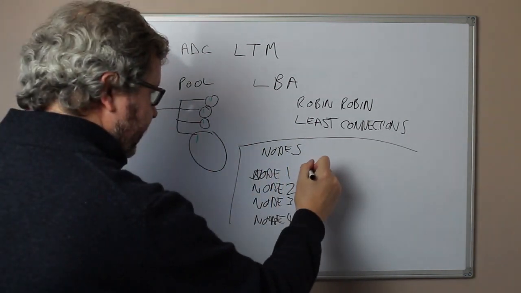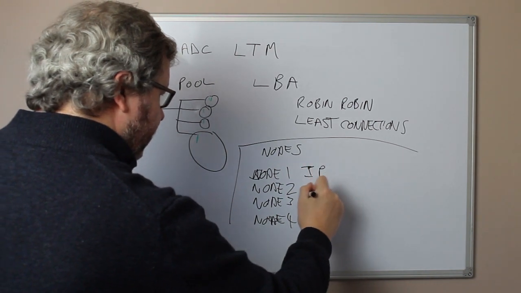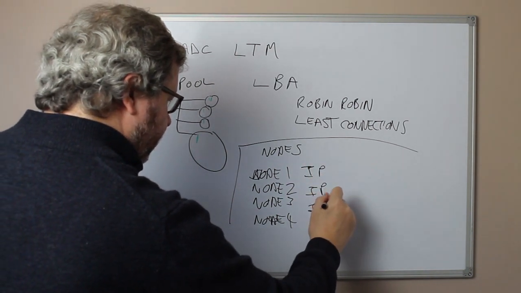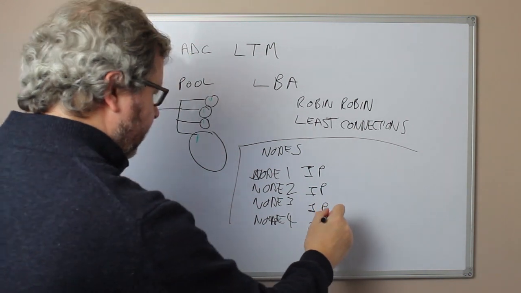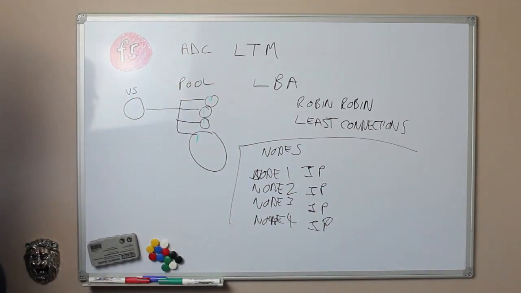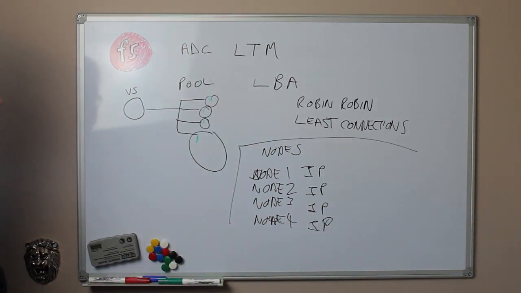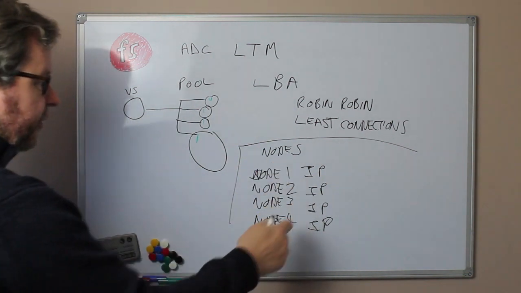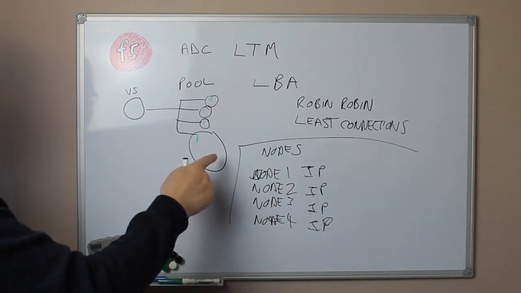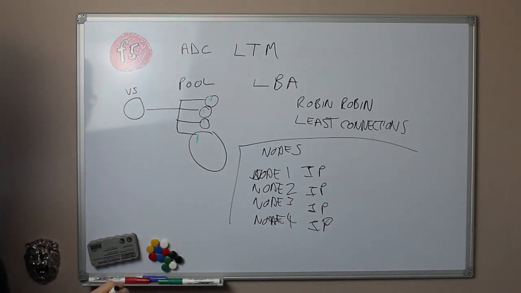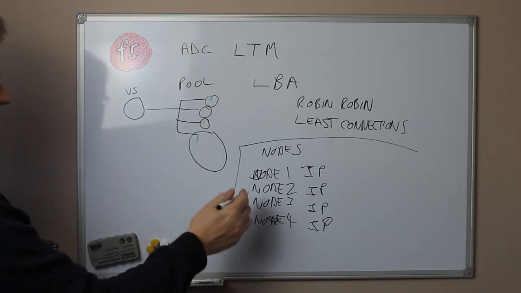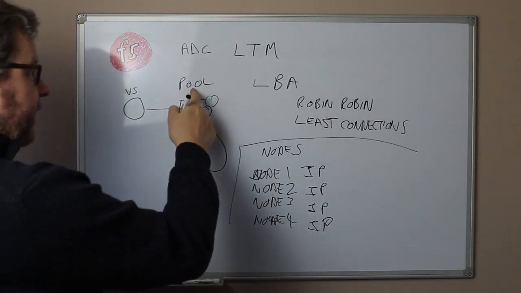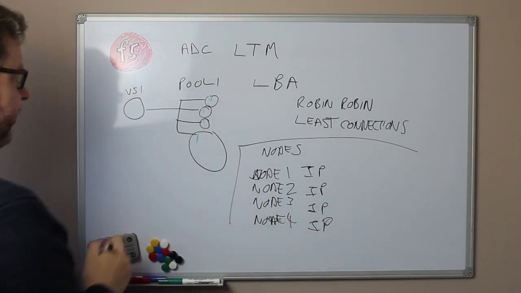Each of those nodes has attributes again, so it would have an IP address, and there'll be some sort of health checking going on to make sure that the node's up and available. So we define the nodes, and then when we create the pool, we allocate nodes to the pool. So each of these nodes could be reused. So we could say this is pool 1, virtual server 1.